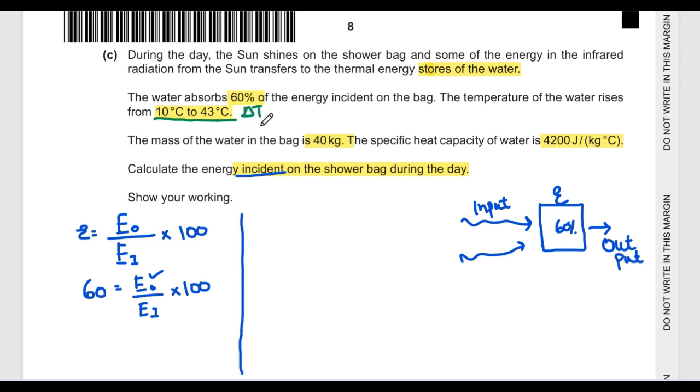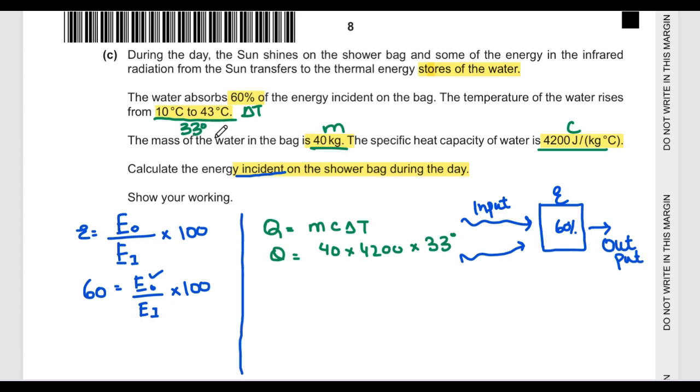We need to get the input energy, the energy incident on the shower bag, but I can also find output energy because the information is provided: change in temperature is given, mass is given, specific heat of the water is also given. So the energy that is being consumed as an output can be calculated by the specific heat energy formula. Mass is 40 kilogram, specific heat is 4200, and change in temperature is 33 degrees Celsius. After calculating all these, your output energy would be 5.5 into 10 raised to power 6 joules. That means this is our output energy.